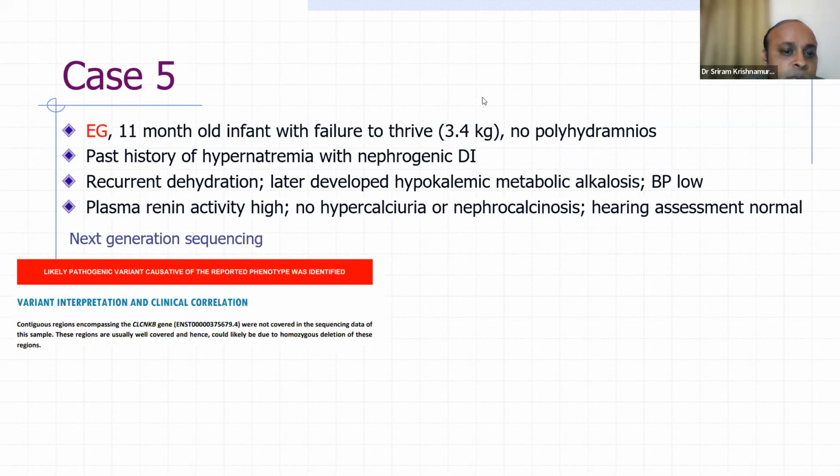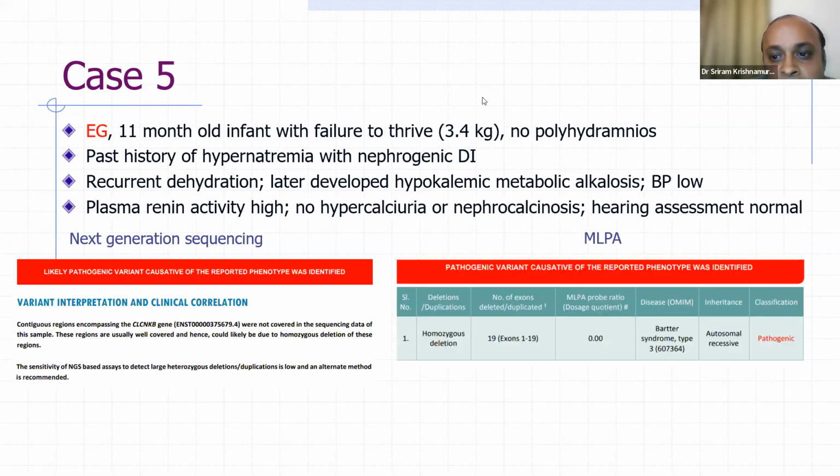When next generation sequencing was done, they could not be very certain about what it is, but the information we got was that it appears to be a large deletion and therefore it has not been picked up on the NGS. Ultimately, we did an MLPA and the MLPA suggested a homozygous deletion.